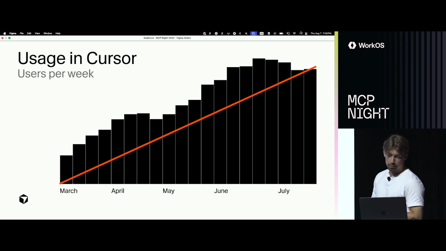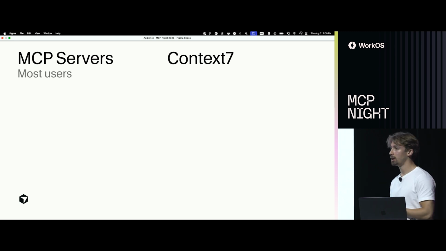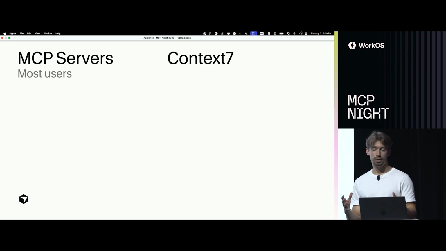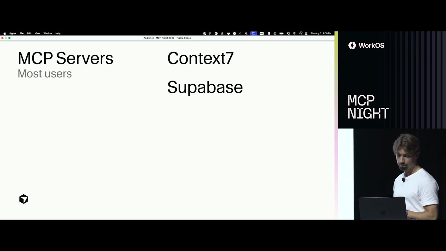If we look at what people are actually using in Cursor and the most popular servers, we can see that the most popular ones are mostly dev tools. The first one is Context 7. It's a great tool if you want to fetch documentation that is relevant to your prompts. You can also get versioned documentation, which I feel is the real power here. So try it out if you haven't already.